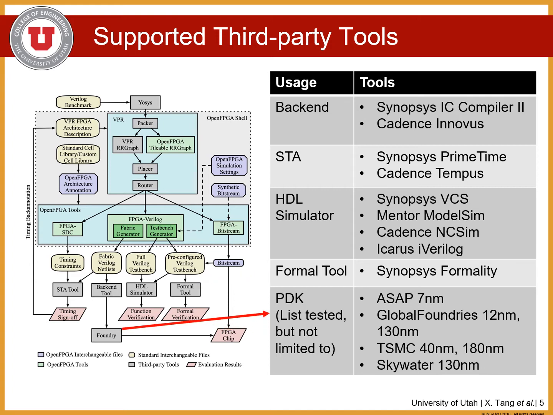And OpenFPGA has also been tested on a wide range of PDKs, including the academia ASAP 7nm, as well as commercial PDKs from GlobalFoundries, TSMC, and others, especially the recently open-sourced SkyWater 130nm PDK.